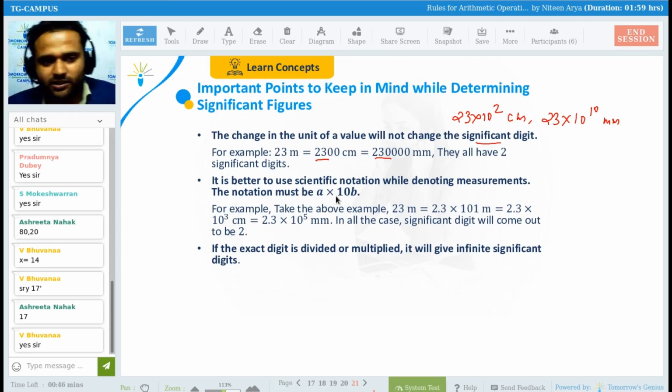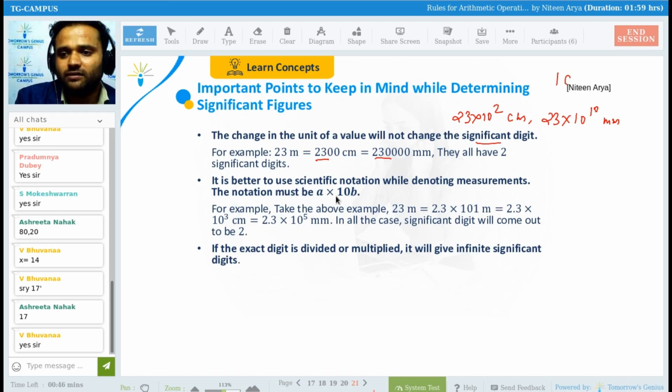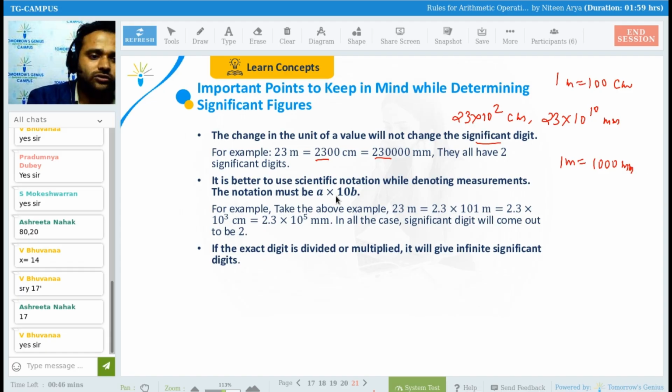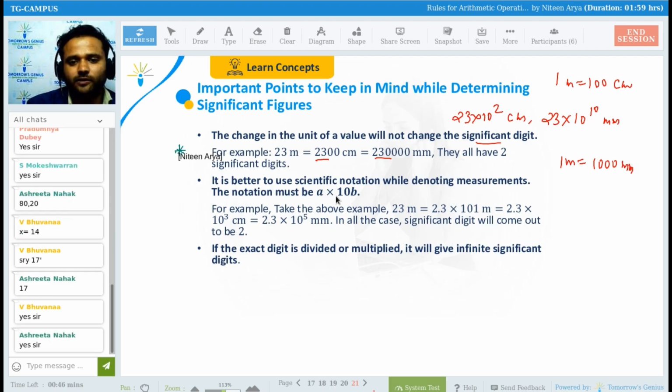So the moment you change the unit, because 1 meter equals 100 centimeter, and in the same sense 1 meter equals 1000 mm. Am I writing the correct way? No, I'm writing incorrectly. Okay, so these are the numbers. Is this clear, everyone? So that is why, even if you are changing the unit, the significant digits or significant figures stay the same.